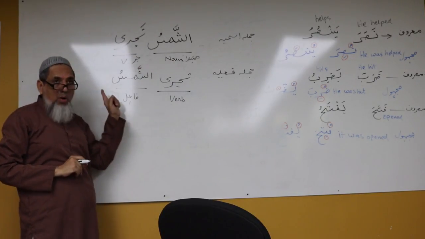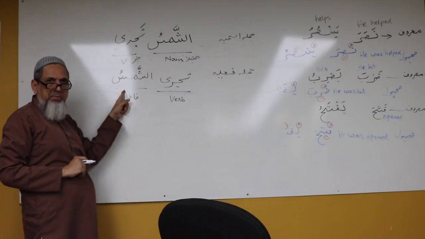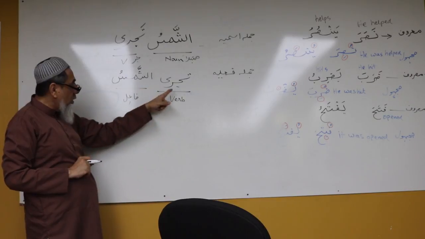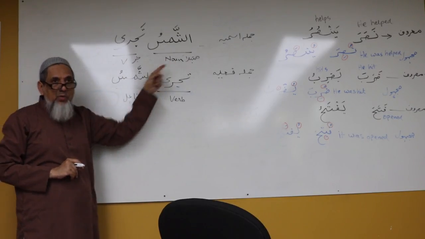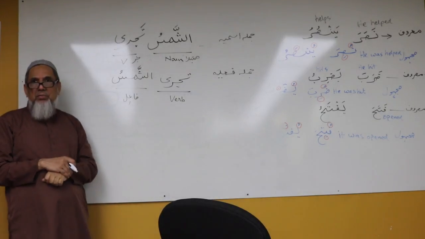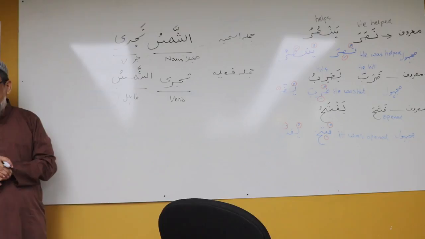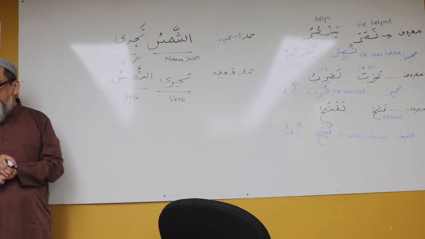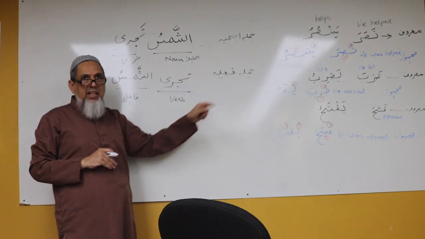But if you change the order, Tajri comes here, Ash-Shamsu comes here, then we will call this a verb, and instead of Mubtada, we will call it Fa'il. Tajri Shams. Everybody got it? So this is Jumla Ismiya, this is Jumla Fi'liya.